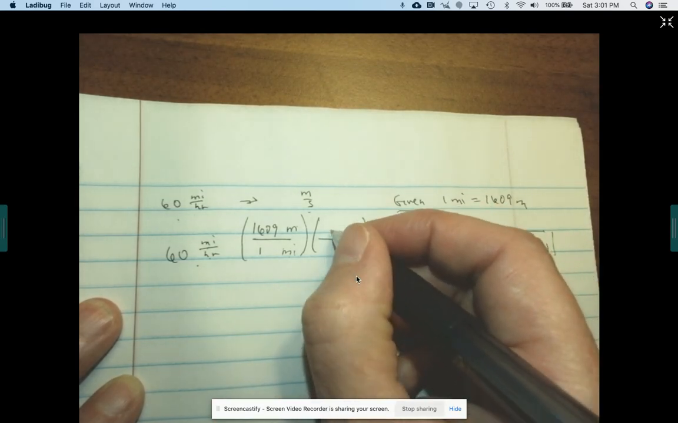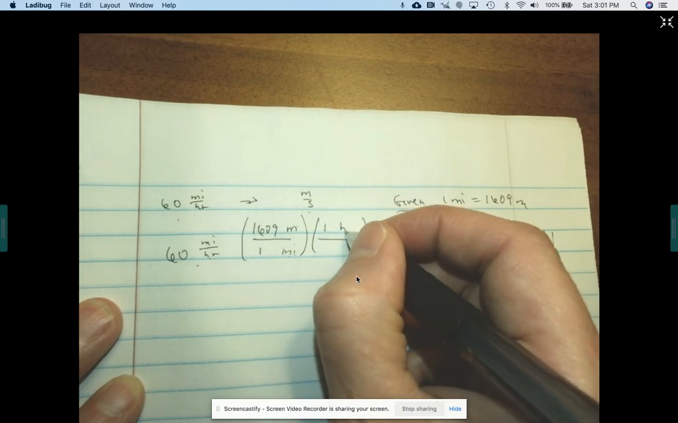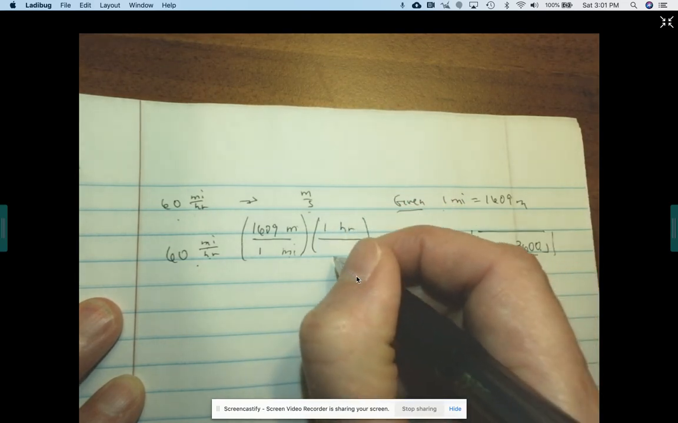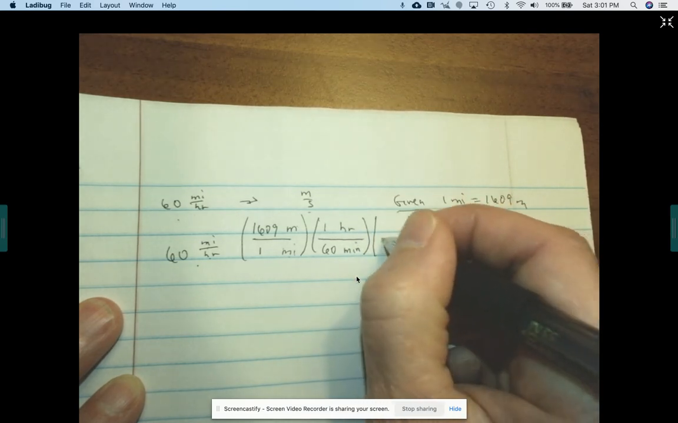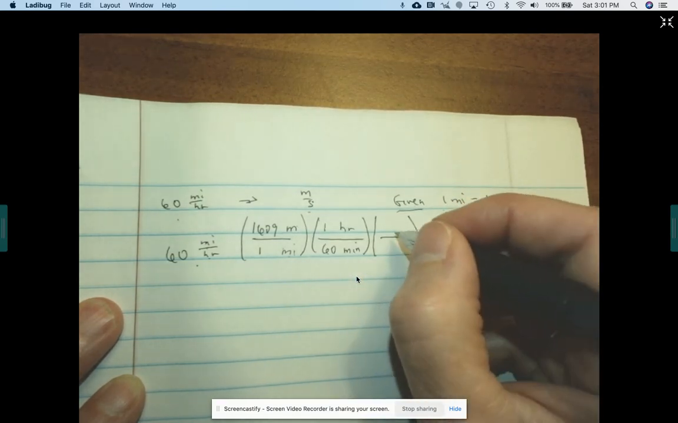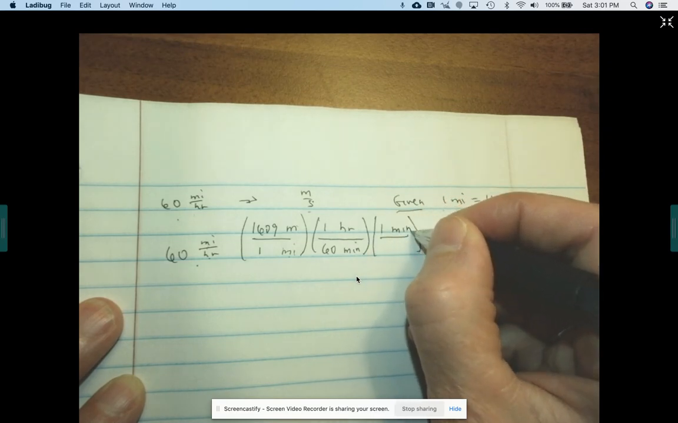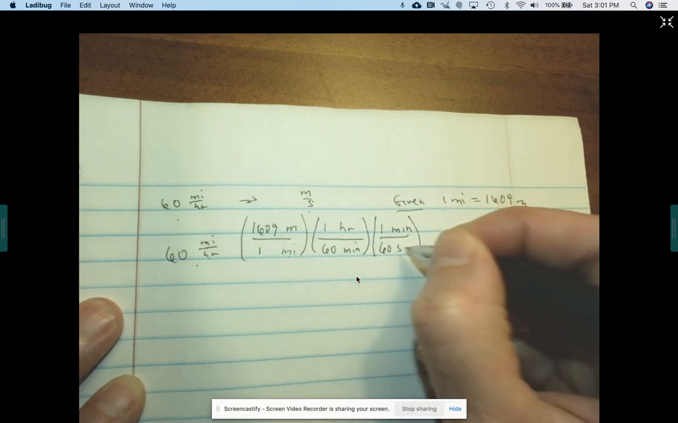So we have 1 hour up on the top, and then we can first go to minutes. So we'll say 60 minutes. And then we're still not quite there, because we want to end up in seconds. So we have 1 minute on the top and 60 seconds on the bottom.